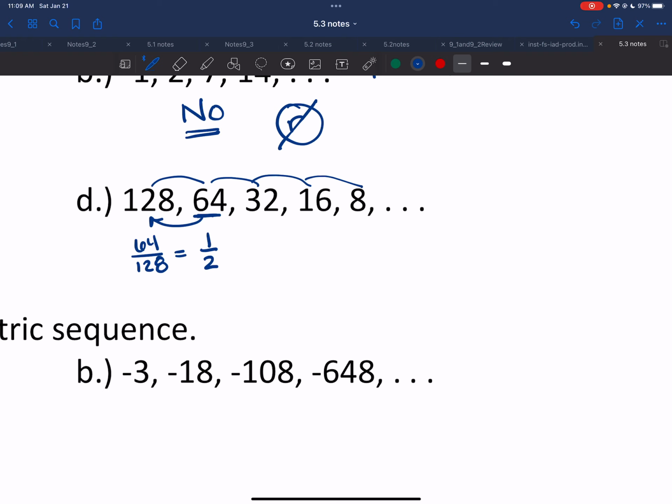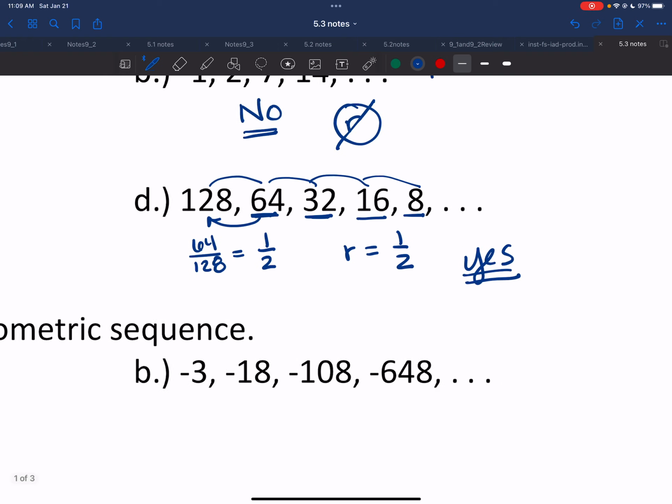But remember, our ratios get multiplied by everything. We don't have any division in geometric sequences. So my r is going to be 1/2, and I'll double check that here. 32 divided by 64, also 1/2. 16 over 32, also 1/2. 8 over 16, also 1/2. So yes, this is a geometric sequence.